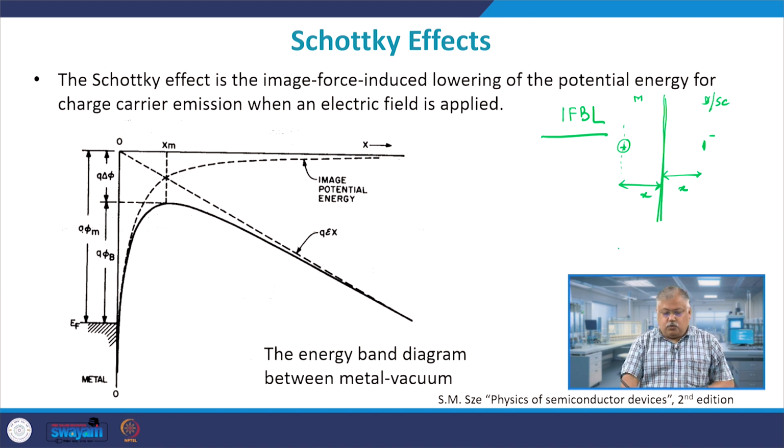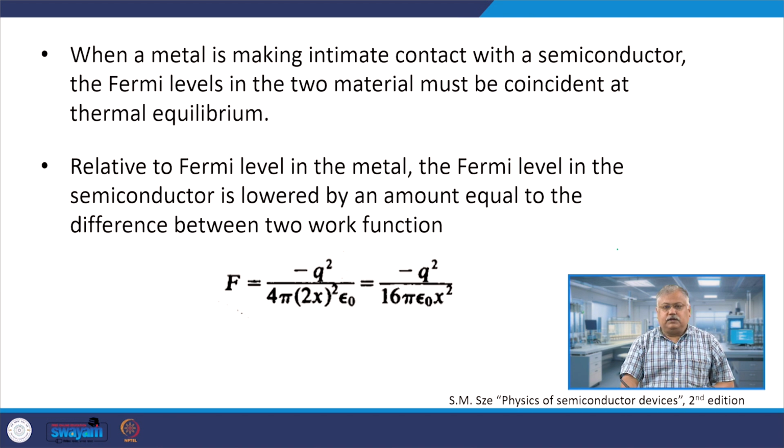If we apply Coulomb's law, the force between the two of them will be minus q squared by 16 pi epsilon naught x squared, where x is the distance between them. This is the force between the two particles. This is known as the image force, which I was referring to in the previous lecture as well as in this lecture.